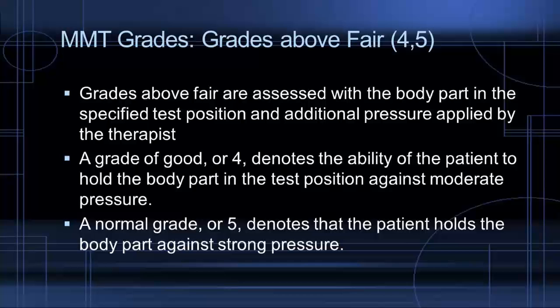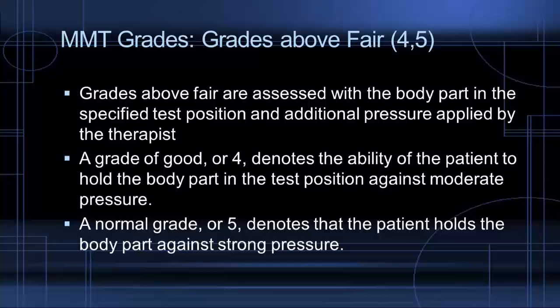So a grade of good or 4, that says that the patient can hold the body part in the test position against moderate pressure. So the difference between a 3 and a 4, I'll say, they can hold it against gravity, but as soon as you apply any pressure, they can't hold it. That's the difference between a 3 and a 4. If you can apply some pressure and they can hold it, it's a 4 and possibly a 5.